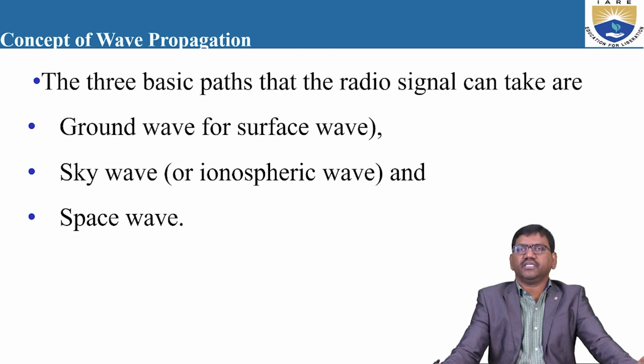One is over the surface of the earth, which we call a ground wave. One is in the tropospheric region, which we call a space wave. The other one is in the ionospheric region. These waves travel in the sky and are reflected back to the earth, hence the name sky wave. So the three basic paths of the radio signal are ground wave, sky wave and space wave.